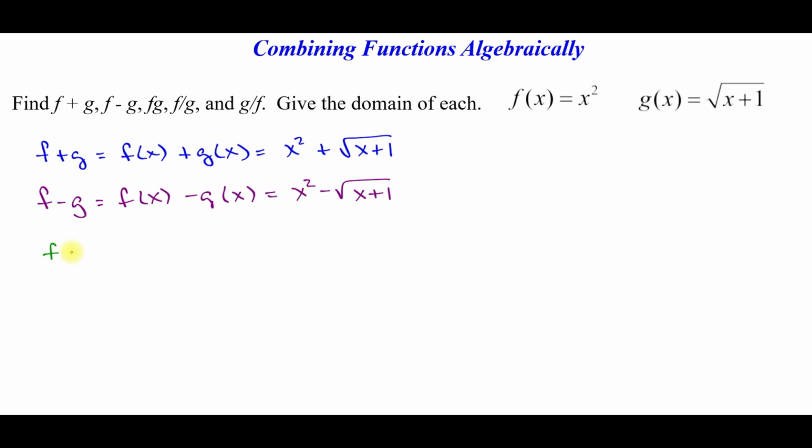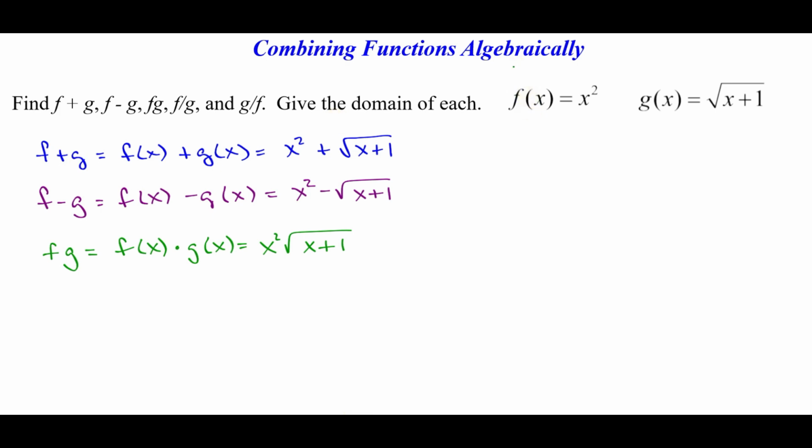If we're multiplying f times g, then we're going to have f of x times g of x. So we have x squared times the square root of x plus 1. Again, not too much to simplify there. We could do a lot of algebraic manipulation, but I think it's fine to just leave that one just like that. Remember, up here it also asks us to give the domain of each of these.